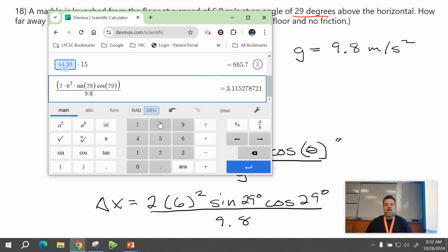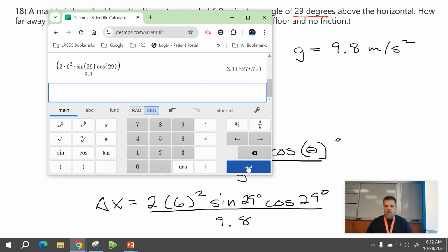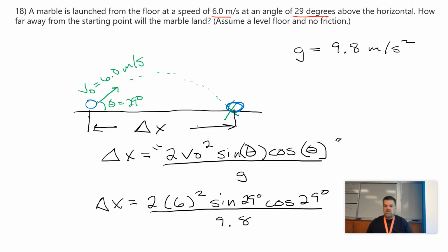And if I round that, isn't that like 3.12? Yeah. So then over here, we would just say that delta x is about 3.12 meters.